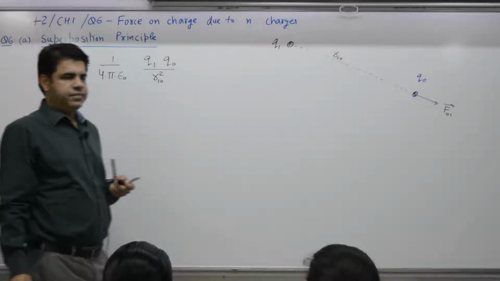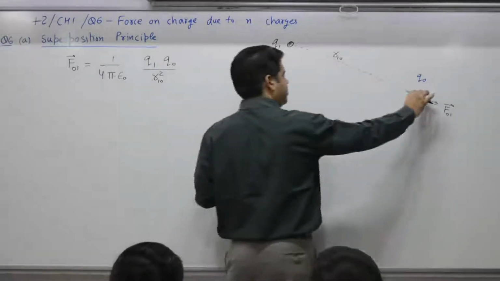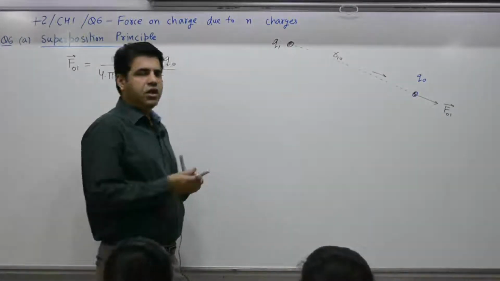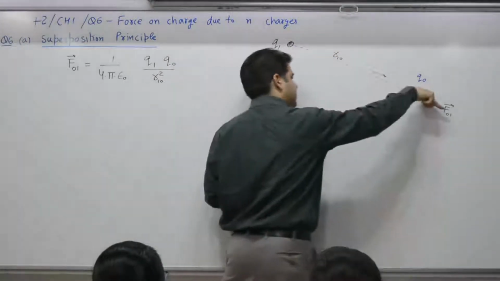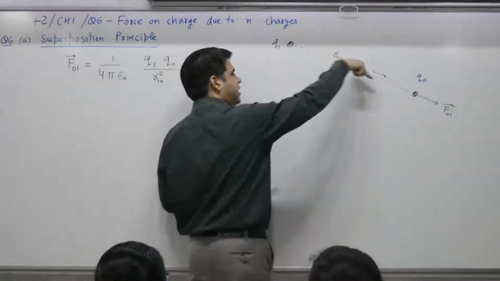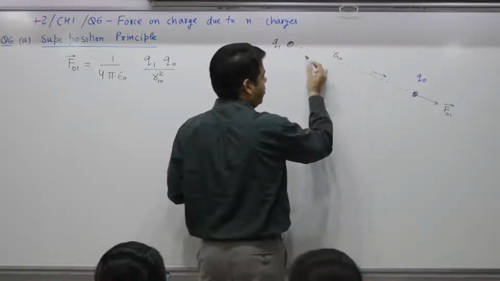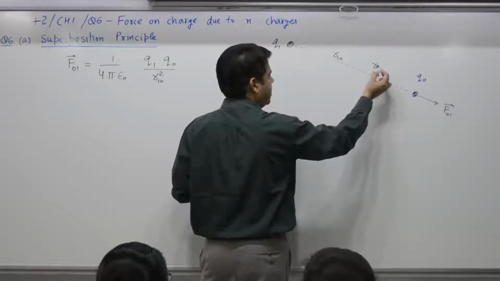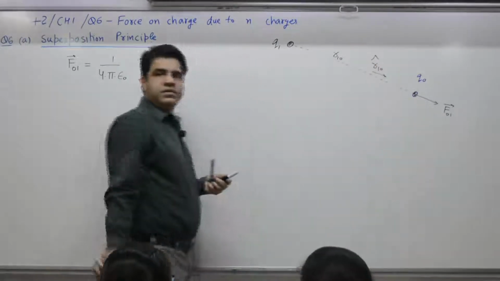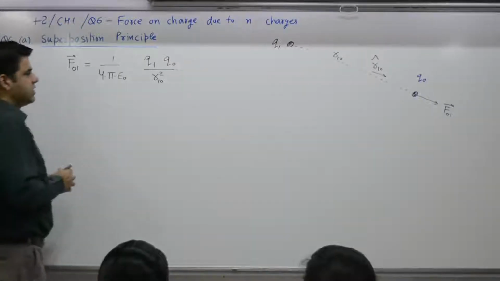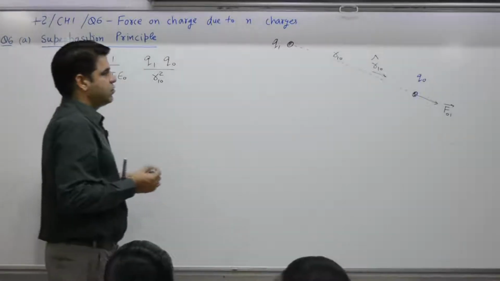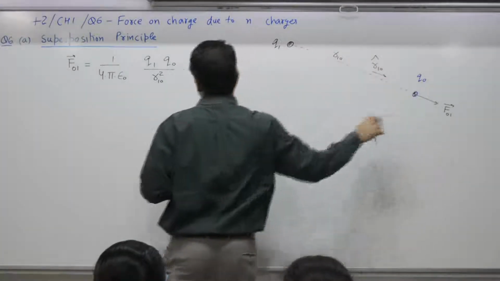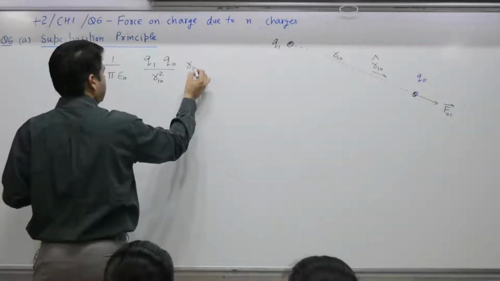Then what about the direction? This direction you can specify like this. It is a unit vector along this line, along this direction. From 1 to naught, it is your choice. It is written as R1 naught unit vector, or 1 naught unit vector. So the force magnitude is given by 1 by 4 pi epsilon naught Q1 Q naught over R1 naught square. This is R1 naught. The direction is along this line.